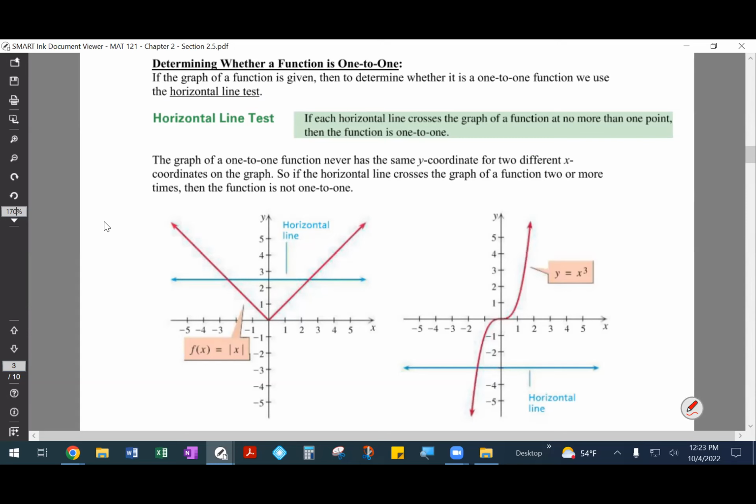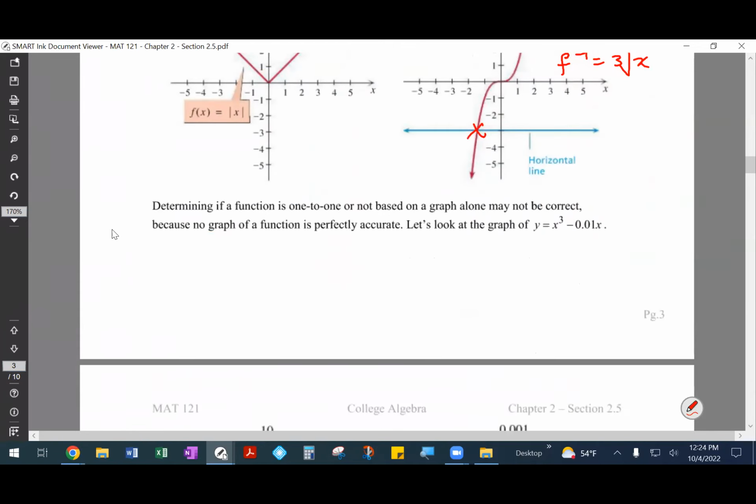So of course, as you can see, absolute value crosses at 2 points. So this is not one-to-one. We cannot find its inverse function. But when you have x to the third power, so a cube function, the horizontal line only crosses at 1 point. So it does have an inverse. And of course, for x cubed, cube root of x would be your inverse function. So that's kind of how the horizontal line test would work.